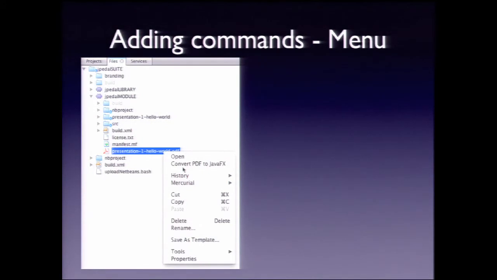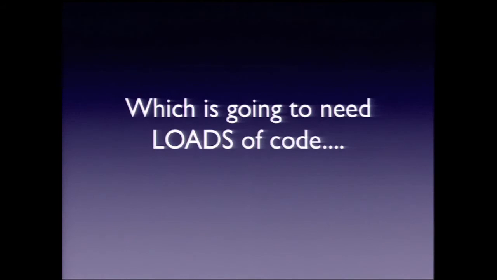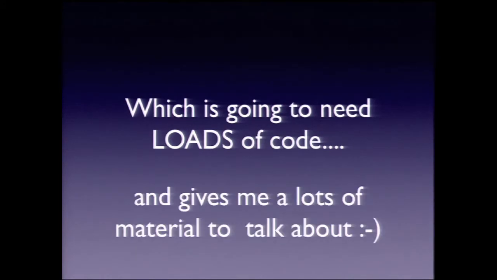I also wanted a menu option. And you can see there under Open, I've got Convert PDF to JavaFX. I wanted it to be context sensitive so that if the user chose an XML file or a text file, they didn't get that option because it's not relevant. I wanted total control over its position in the menu. And I wanted full details of the selected file passed to me, which is going to need lots and lots of code and gives me lots of material to talk about.